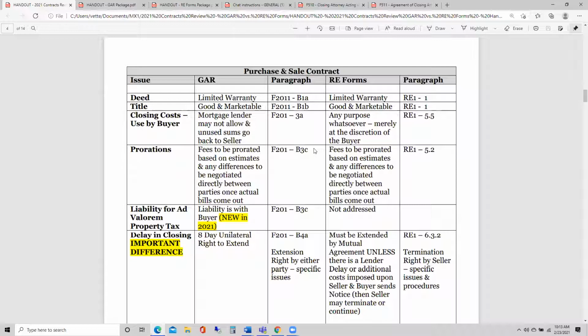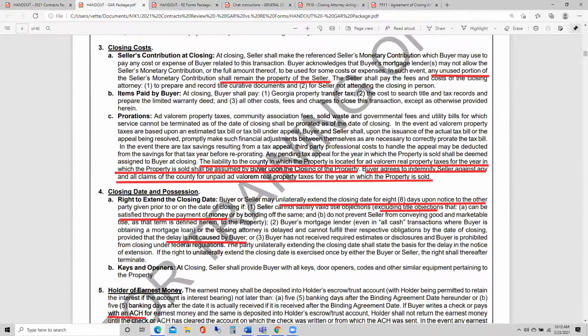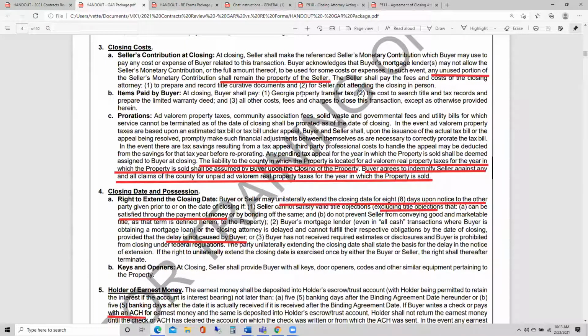In the RE forms, it says that whatever financial contribution the seller has identified as contributing to the buyer's closing costs may be used by the buyer for any purpose whatsoever, and they even use the words merely at the discretion of the buyer. So in the GAR contract, here's where it says B3. It says what the lender can use them for, and then it specifically states any unused portion of the seller's monetary contribution shall remain the property of the seller.